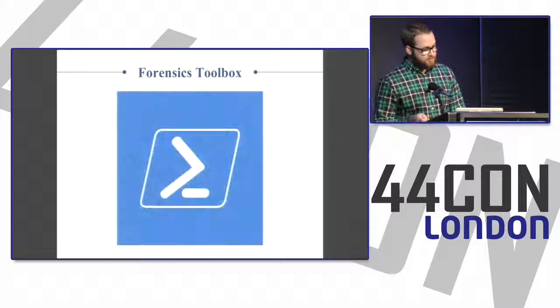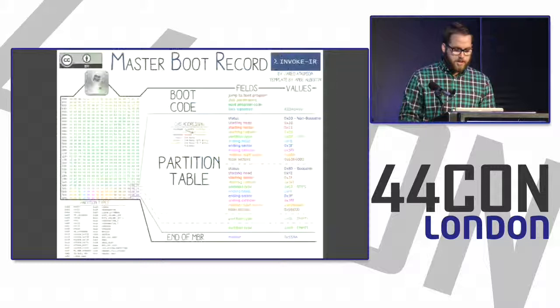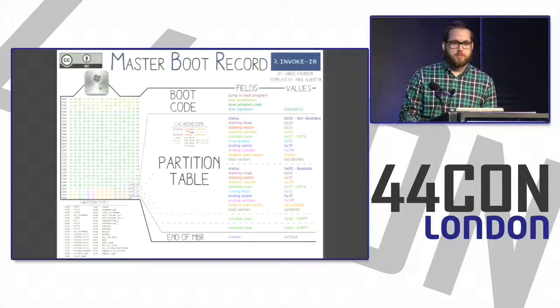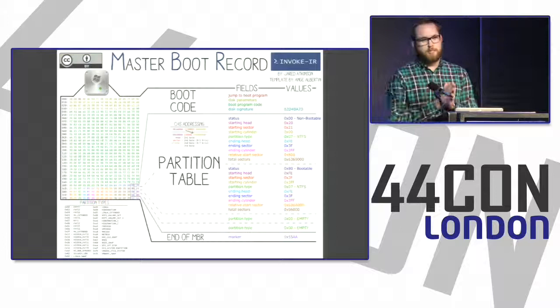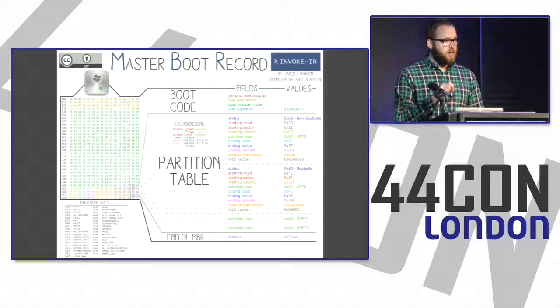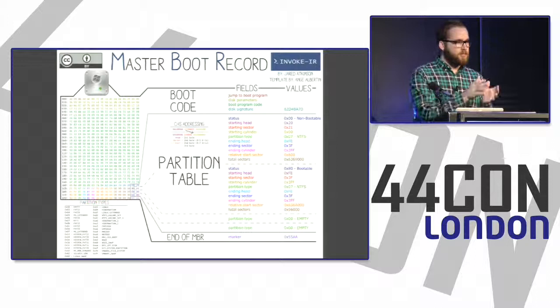And so the way that I do that, and earlier I had mentioned that I make these little forensic posters, this is one of them for the master boot record. The way that I do that is through that access to the Windows API. I access the CreateFile API call, and that allows me to access the physical drive, the actual hard drive itself, somewhat abstracted by the operating system. I can get a handle to that, and then tell my code to access certain parts of the hard drive.